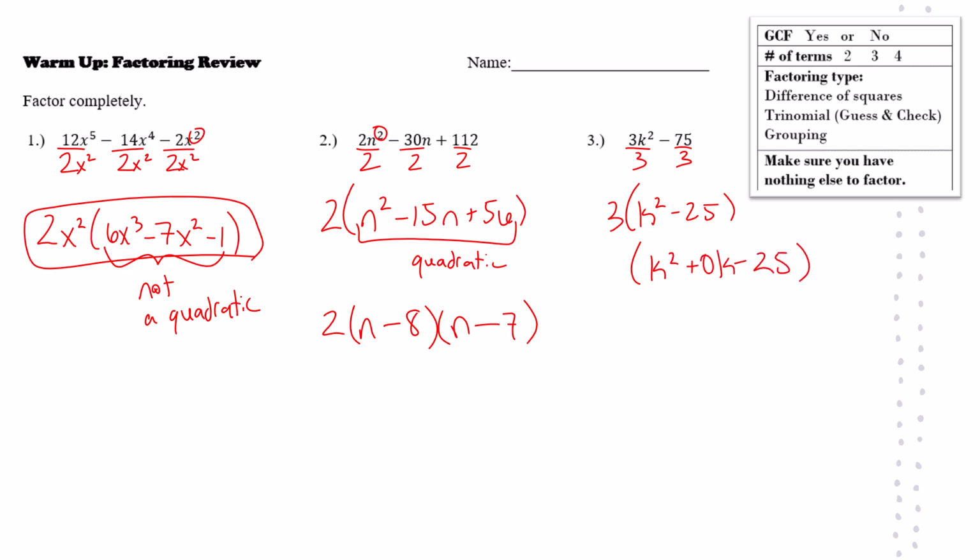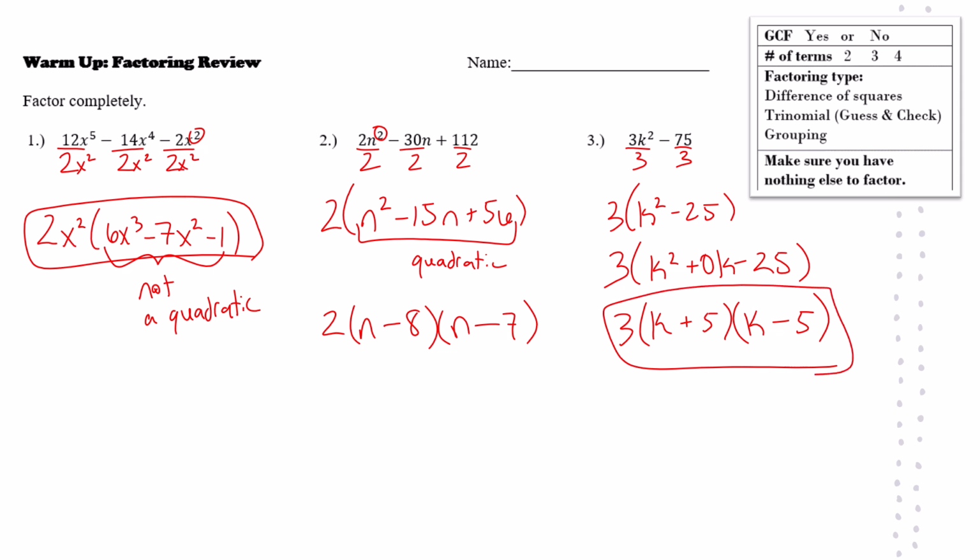we're missing that middle term, right? So this is a quadratic. We're missing that middle term. So now we are factoring this like a trinomial. So we should be able to break this into 2 more binomials. And that gives me k and k. One's positive, one's negative, and then 5 and 5. And that is my final answer.